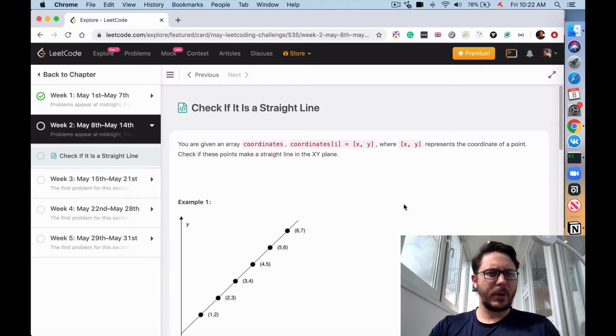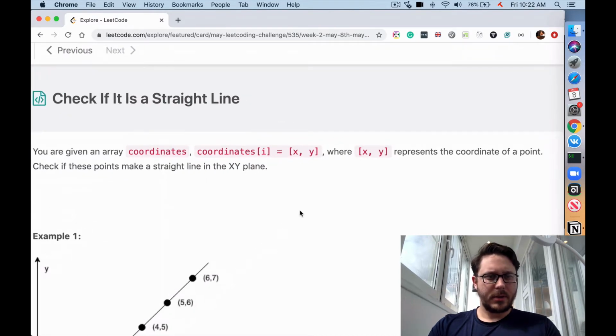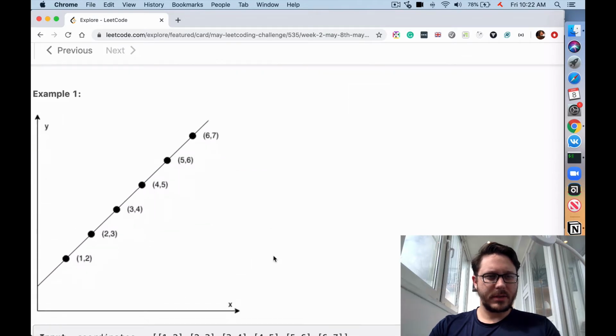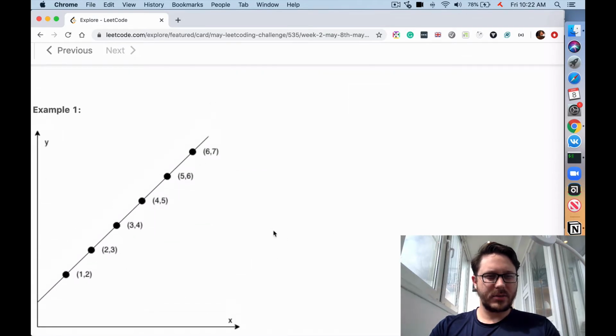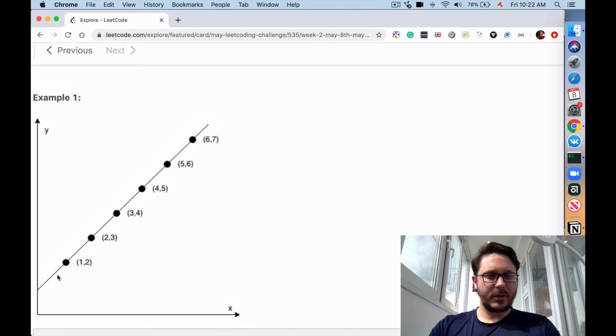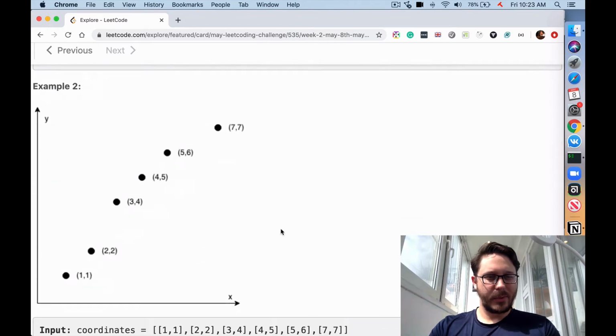How's it going, guys? The week number 2 has just officially started. So the problem for today is check if it's a straight line. Let's get straight into it. So you're given coordinates, basically a set of points, and you need to determine if we can draw a straight line through all the points. As you clearly see for this example, we can do this, and for this example, we can't.